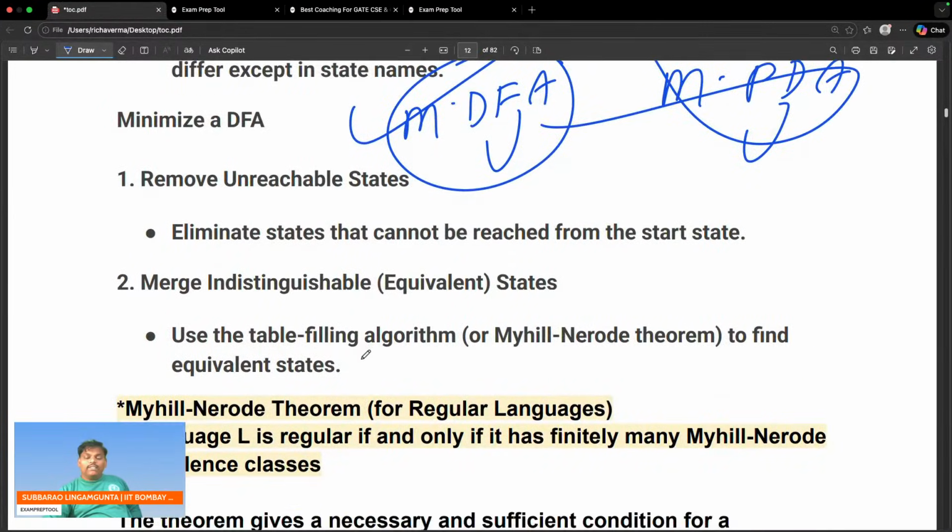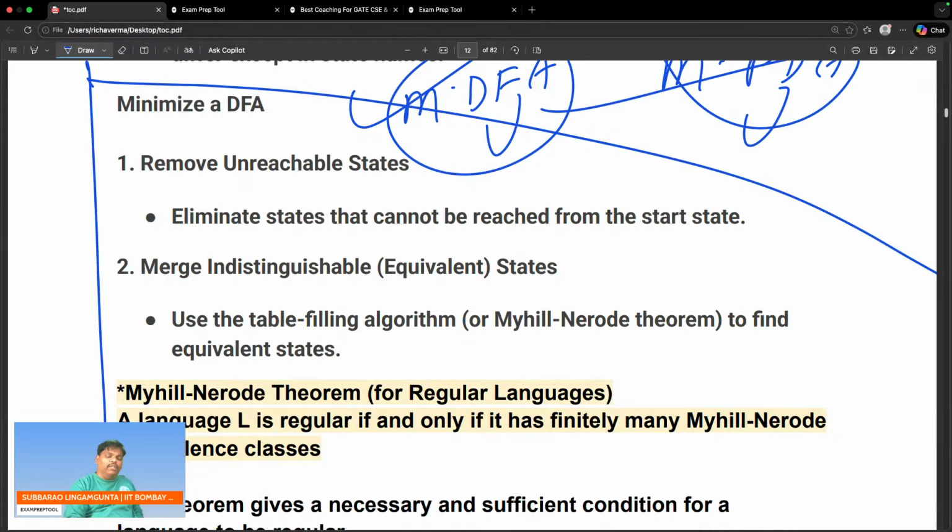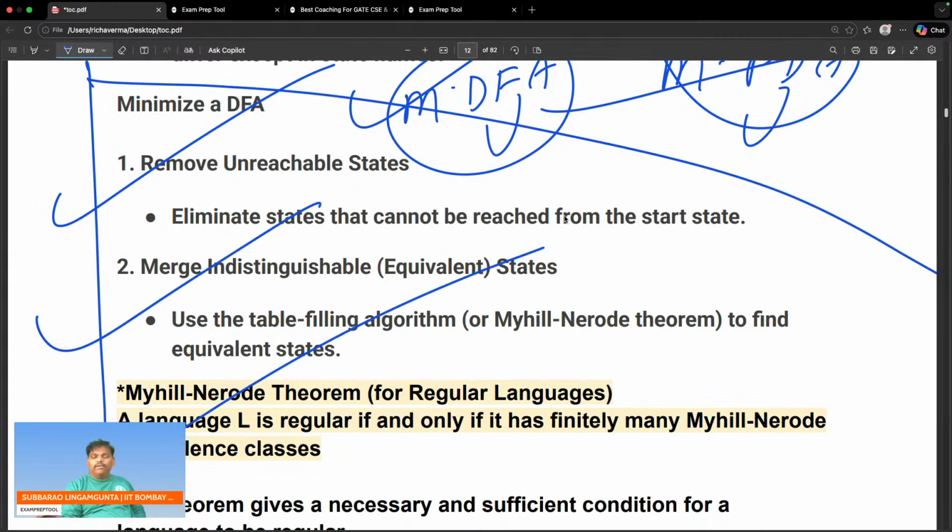So how to construct the minimal DFA? There is one algorithm you know very well. First of all, remove the unreachable states. From the starting state, whichever states are not reachable, delete them first. Then afterwards, apply the minimization algorithm. Whatever method you learned, please follow it.